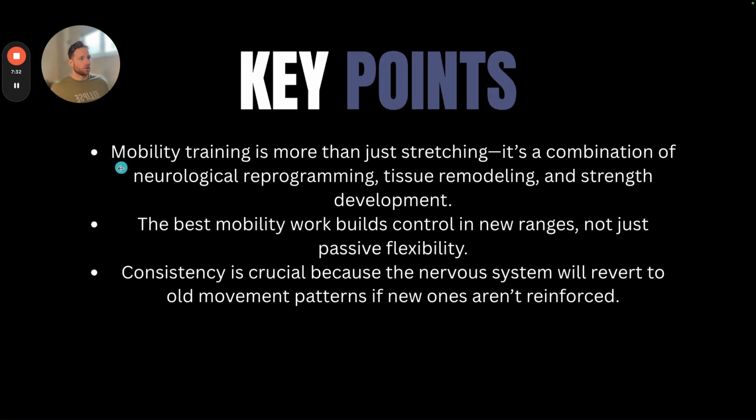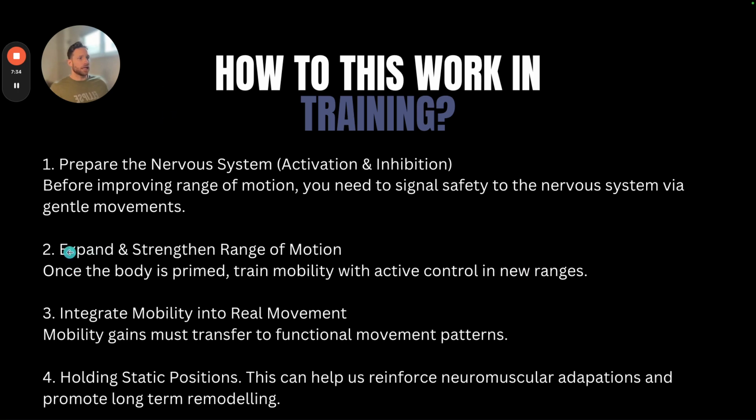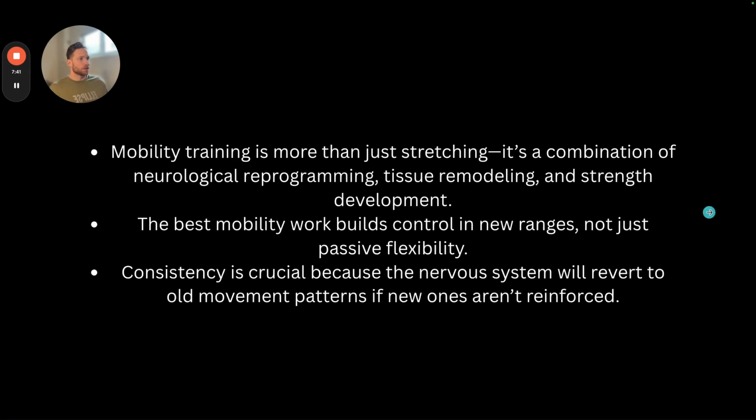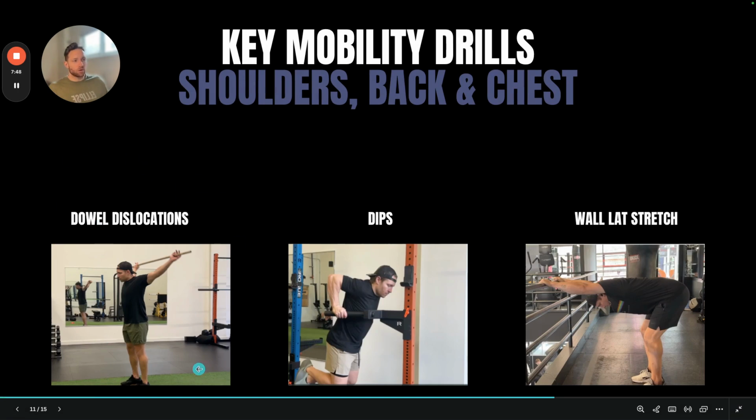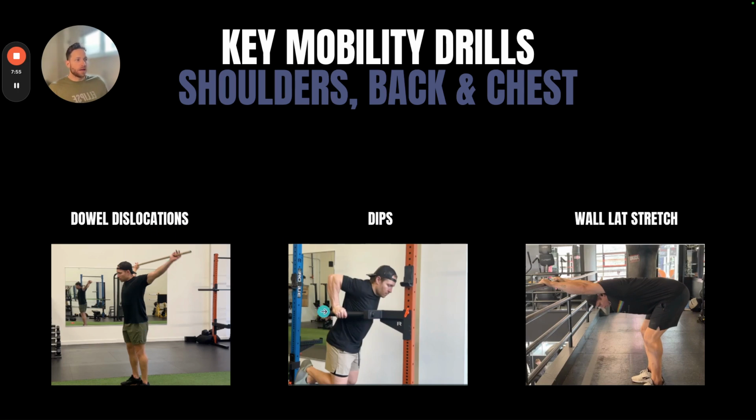So, if we go back to this, we are looking at expand and strengthen the range of motion, integrate mobility into real movement, and hold static positions. So these are some easier examples. We would be adding range of motion through dowel dislocations, meaning this takes us through extension and flexion of the shoulder. Okay. Then it would be showing an example of a dip, where dips add a ton of stress in mobility of the shoulder on extension. So this really challenges the extension of the shoulder.